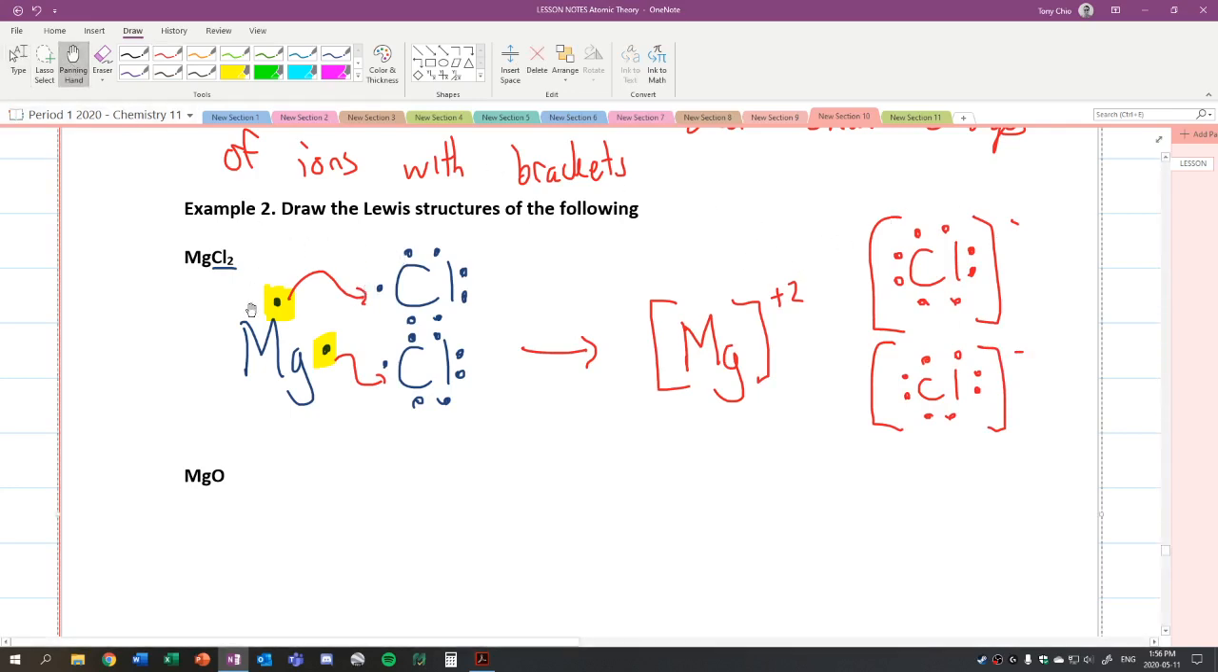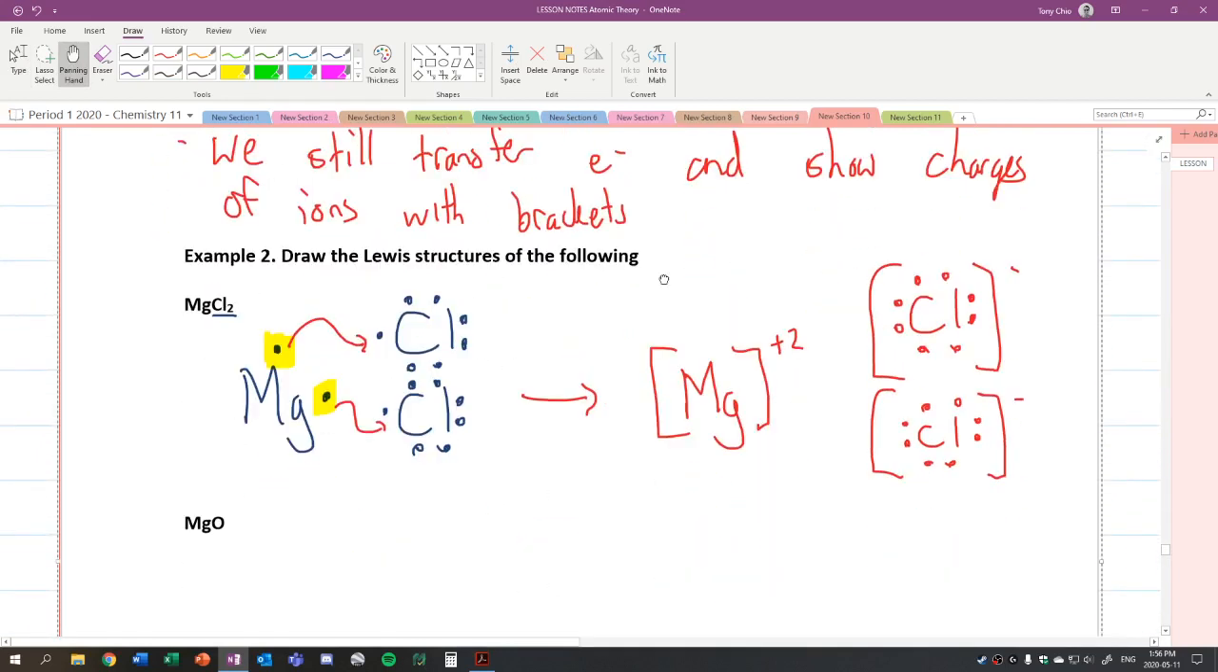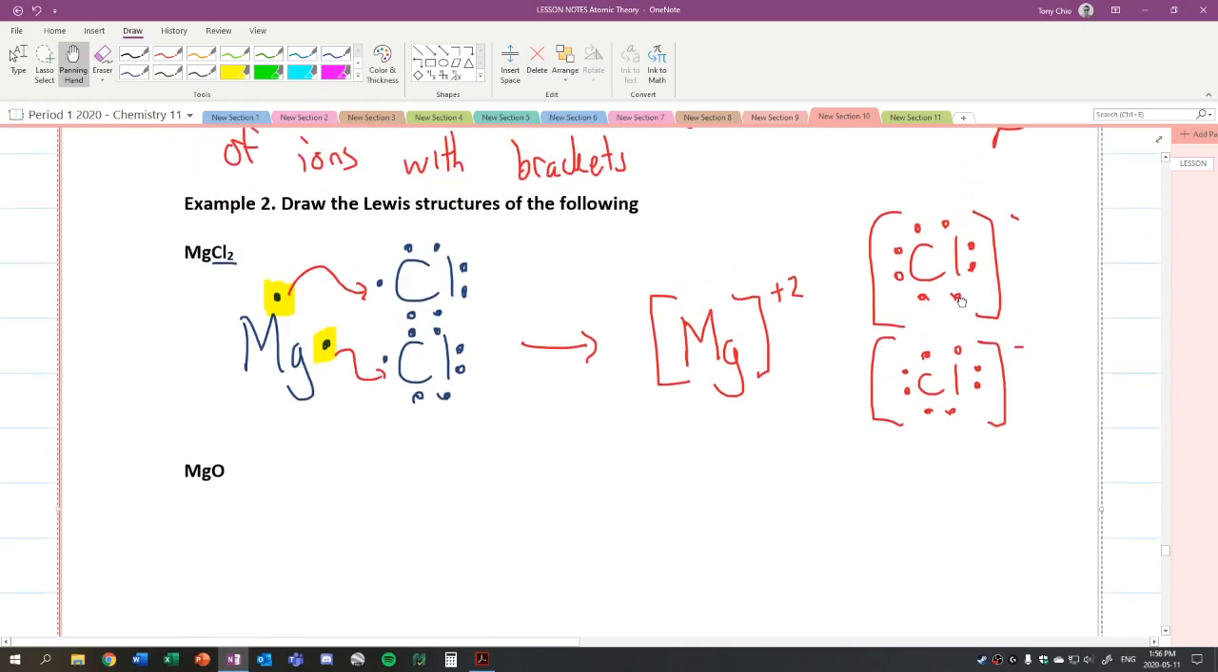Now if you count the number of valence electrons, you had 8 valence electrons before this thing combined, and you still have 8 valence electrons afterwards. So the number of electrons should always be the same. Likewise, the charges should still be neutral. This was neutral, this is still neutral.